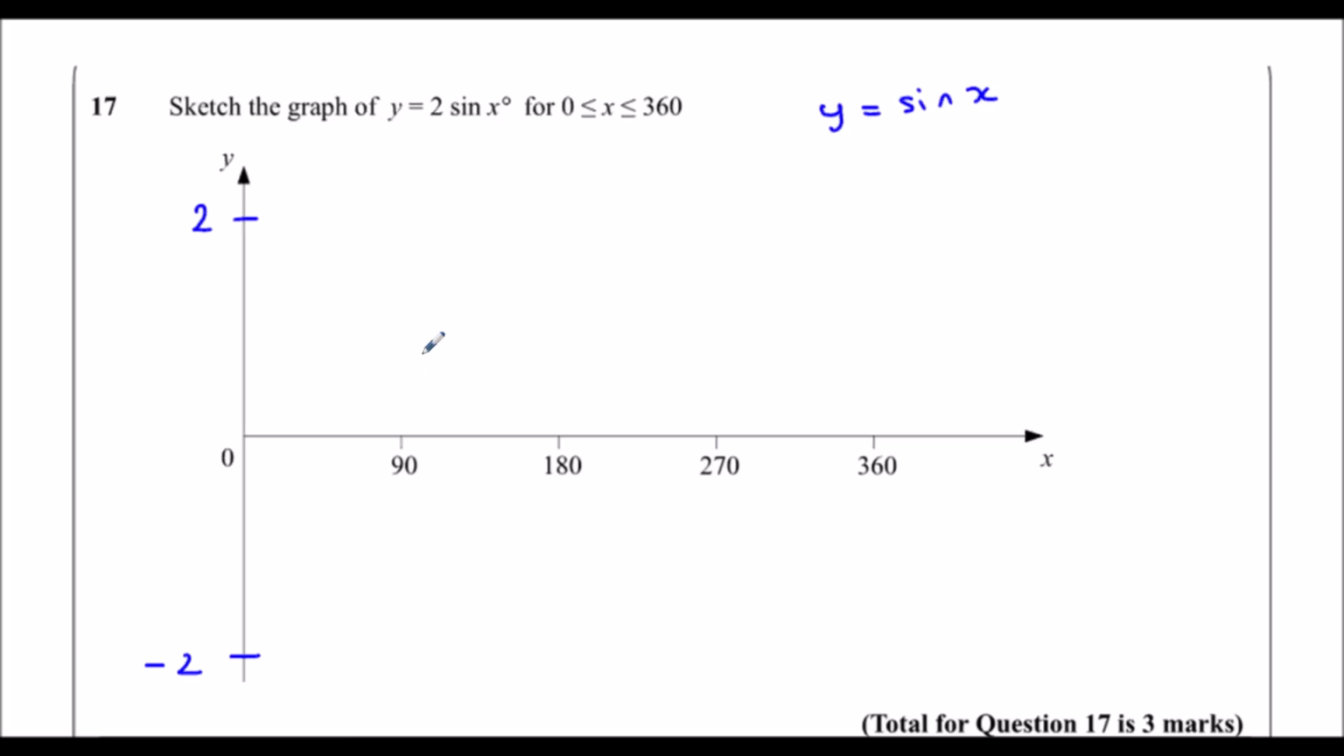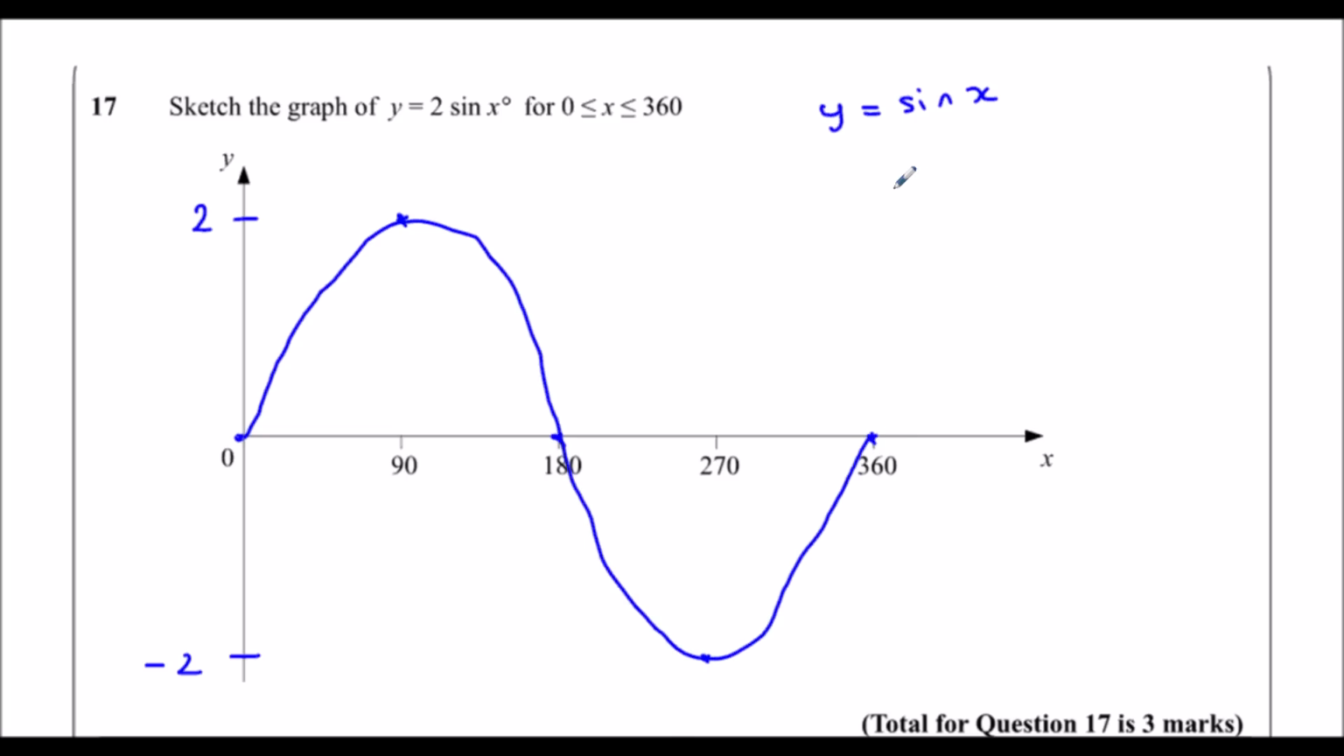So then we just have to draw the sine graph. Sine starts at 0, and it's the wave that looks like that. So it starts at 0. It's usually at 1 at 90, but this time it'll be at 2. 180, 0. 270 would normally be negative 1. It'll be negative 2. And then 360, 0 again. So we're going to join these points up like a wave. So that's our graph of y equals 2 sine x.